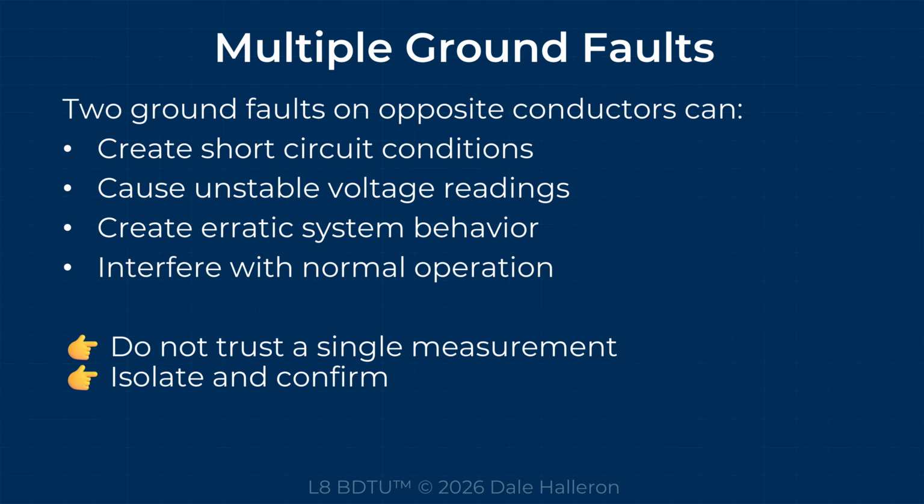Multiple ground faults. Two ground faults on opposite conductors can create short circuit conditions, cause unstable voltage readings, create erratic system behavior, and interfere with normal operation. Do not trust a single measurement, isolate and confirm.